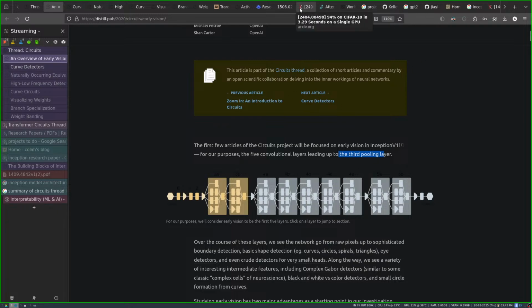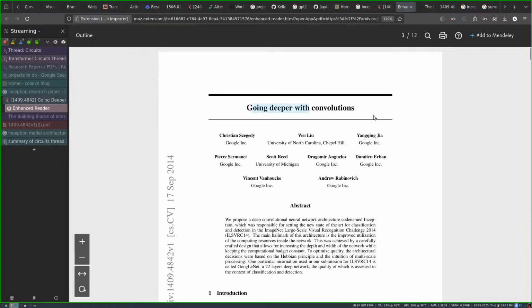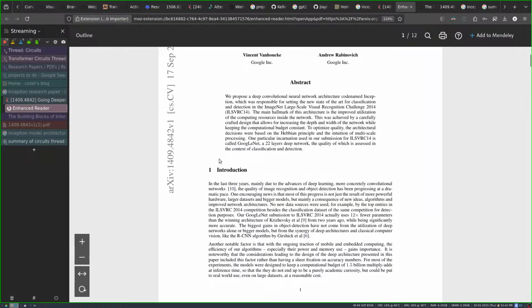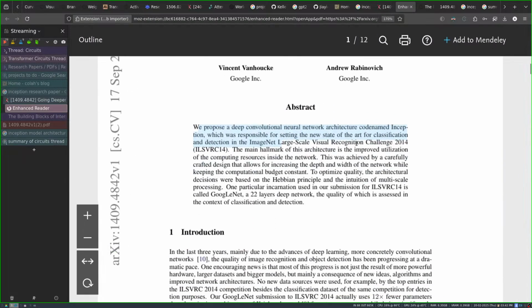Okay, so the thing is, I don't know what Inception is, right? So let's skim read that paper now. I think I have it downloaded. Yeah, there you go. Going Deeper with Convolutions. We propose a deep CNN architecture codenamed Inception, which set a new state of the art for classification and detection in the ImageNet Large-Scale Visual Recognition Challenge 2014. 2014?